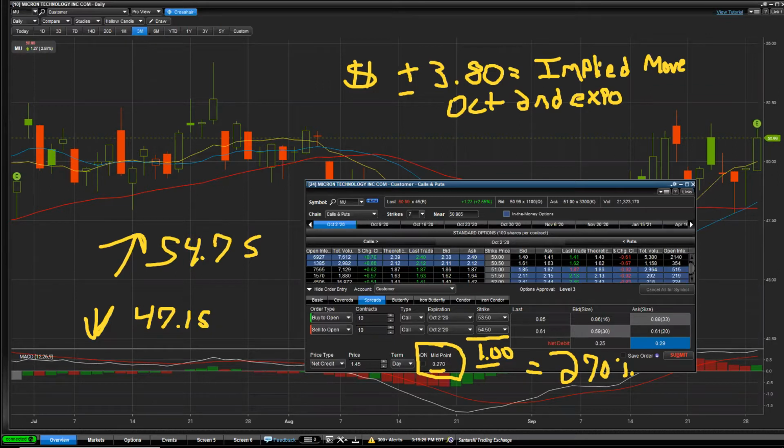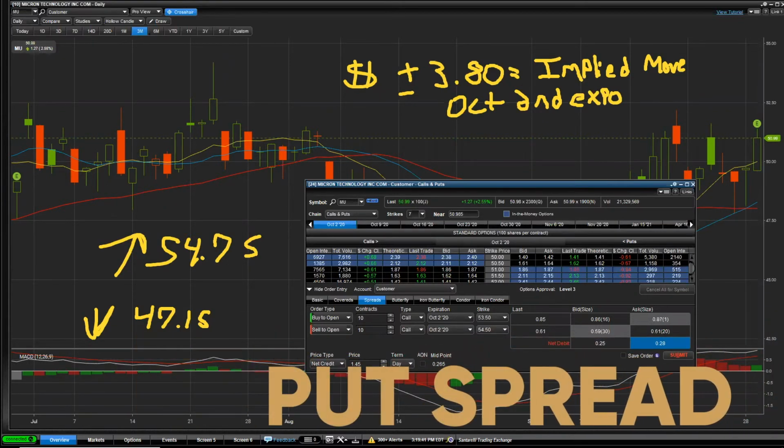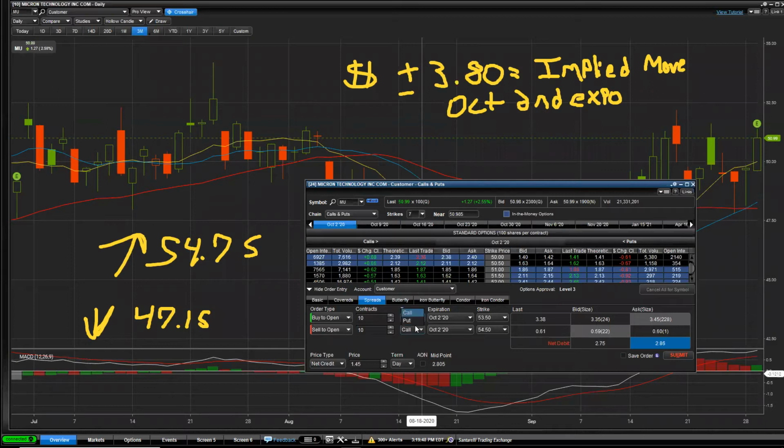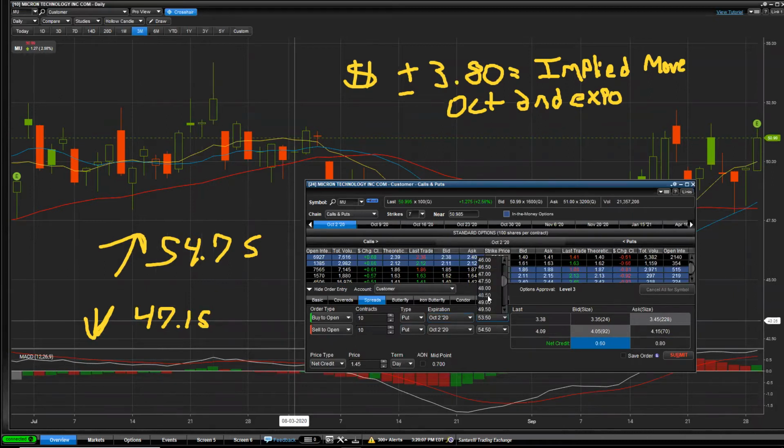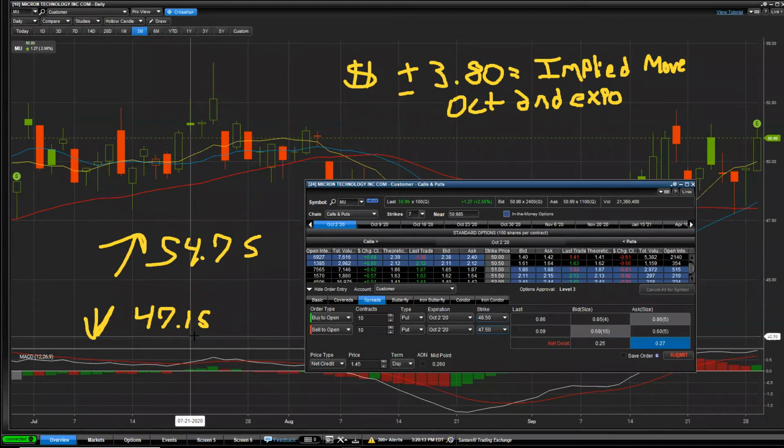Now, if you think it's going to go lower, then you're going to look at the put spread. So let's quickly turn this into a put spread and see what we're going to be looking at. So instead of a call, a put, October 2nd expiration, now down to 47. That's something we could do, the 48.50, 47.50. That's within that implied move. This is going for 26 cents.